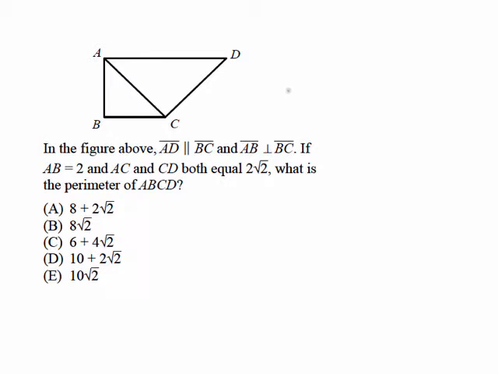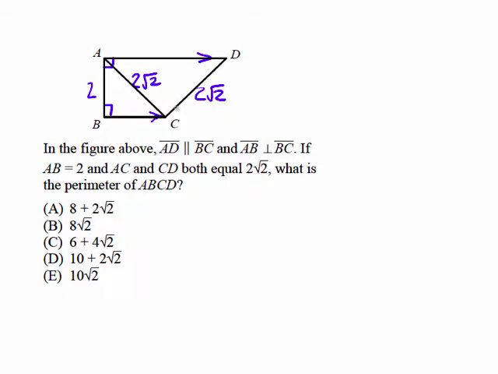Figure above, AD and BC are parallel, right? So we know that. And we know, what else do we know? AB is perpendicular to BC, so we know this. And note that if we know those things are parallel, and we know this is perpendicular, we also know we've got a right angle up here, right? AB equals 2. And AC and CD both equal root 2.